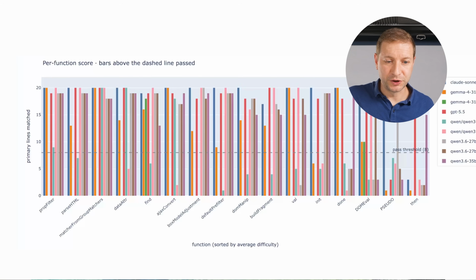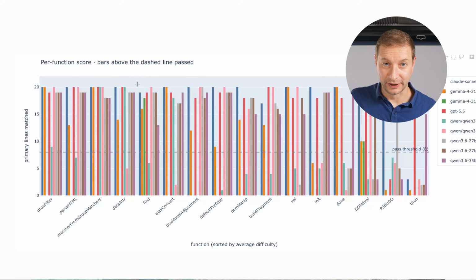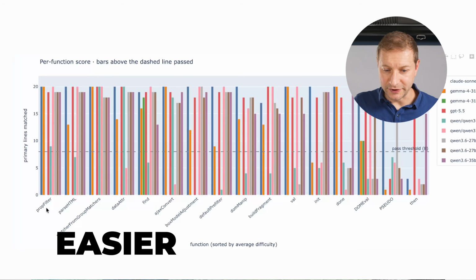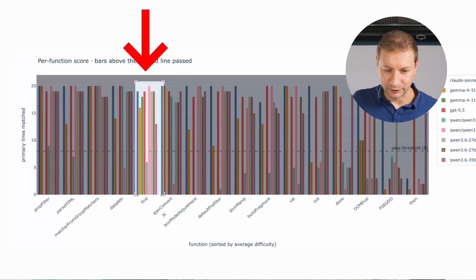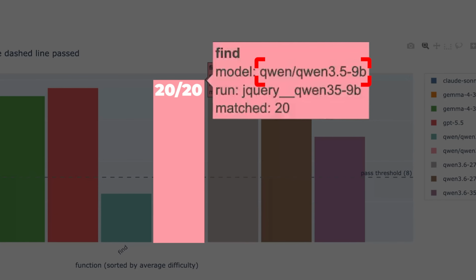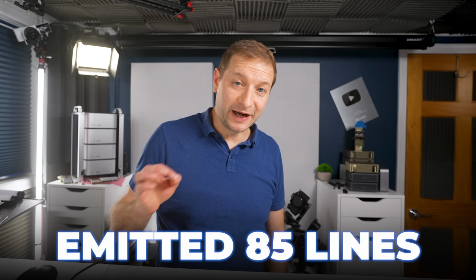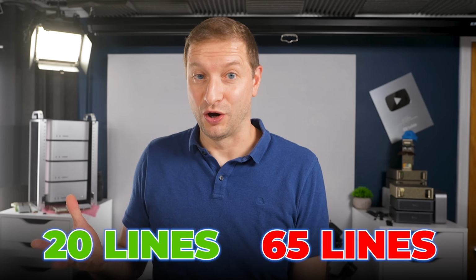Now this is a per function score here. Let's take a look at find. If you've ever used jQuery, you know what that is. The functions on the left are easier, the functions on the right are harder. Find is kind of in the middle, almost. Now, here, Qwen 3.59b scored 20 out of 20 for this function, but it emitted 85 lines, so 20 of them were right. 65 were wrong, or they were just made up.